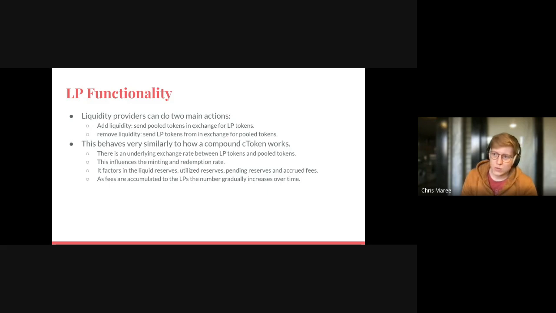So this is the same as it would be if you were adding liquidity to Uniswap, except we're only adding one token. So maybe it's better to think about it as a C token in Compound, where you add in DAI and you get back cDAI. And the mechanism in which this C token actually operates is very analogous to how Compound works. We have an exchange rate in the contracts that represents how many C tokens or LP tokens are redeemable for pooled tokens. And that exchange rate will move as fees are accrued to the LPs.